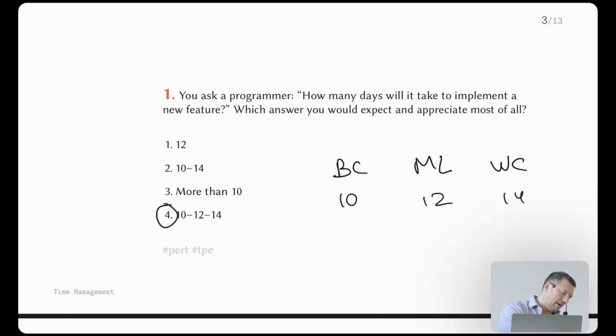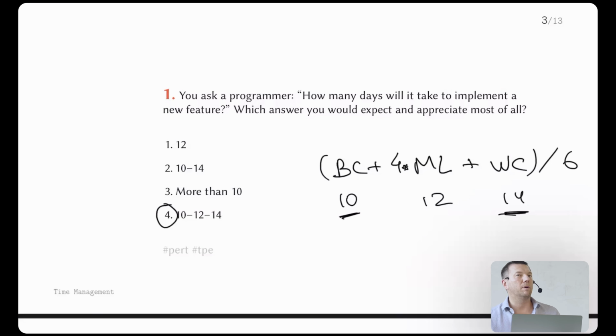We put BC plus 4 multiplied by ML plus WC, and all of this divided by 6. So then we get the actual number, which is the number we can use in the planning later on. Usually when we ask people to estimate things, we ask them to make these numbers as pessimistic and as optimistic as possible.